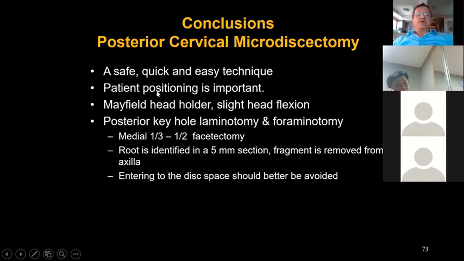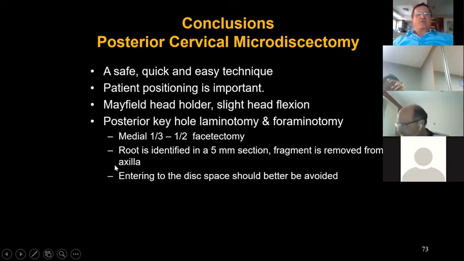Patient positioning is important. Mayfield head holder and slight head flexion is okay. Posterior keyhole laminotomy and foraminotomy with very small medial facetectomy. The root is identified in a 5 mm section. The fragment is removed from the axilla. Entry into the disc space should better be avoided.